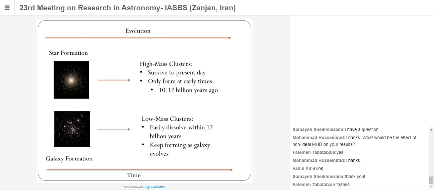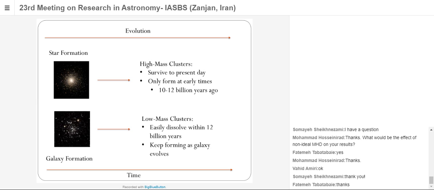And then between formation and present day, you get these high and low mass clusters separating even further. So the very high mass ones that formed right at the same time as the host galaxy are typically able to survive to present day. They form at early times and live 10 to 12 billion years, so we can observe them today. These ones are what you typically see in the literature as globular clusters.